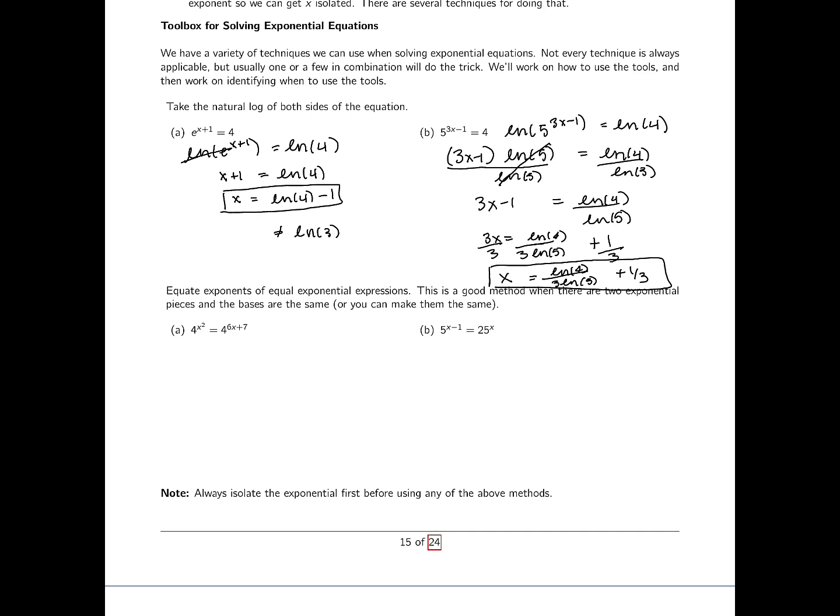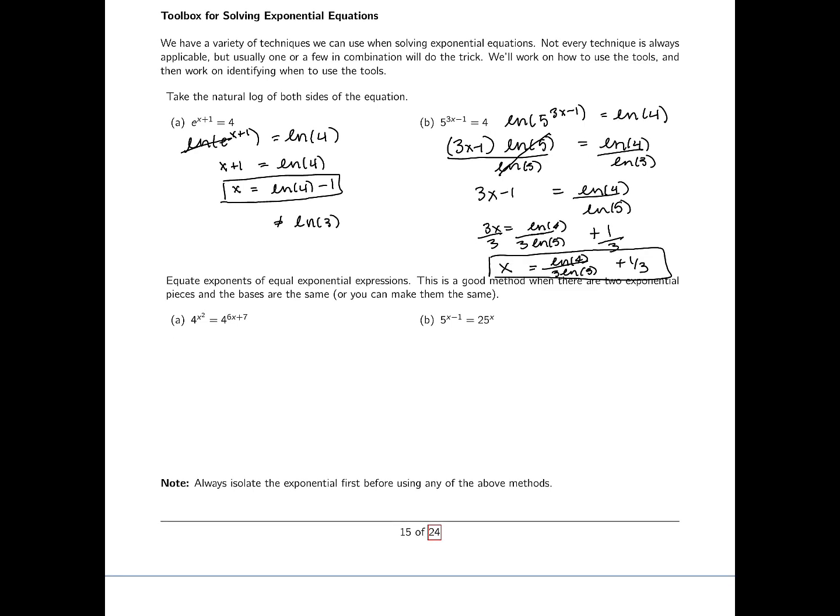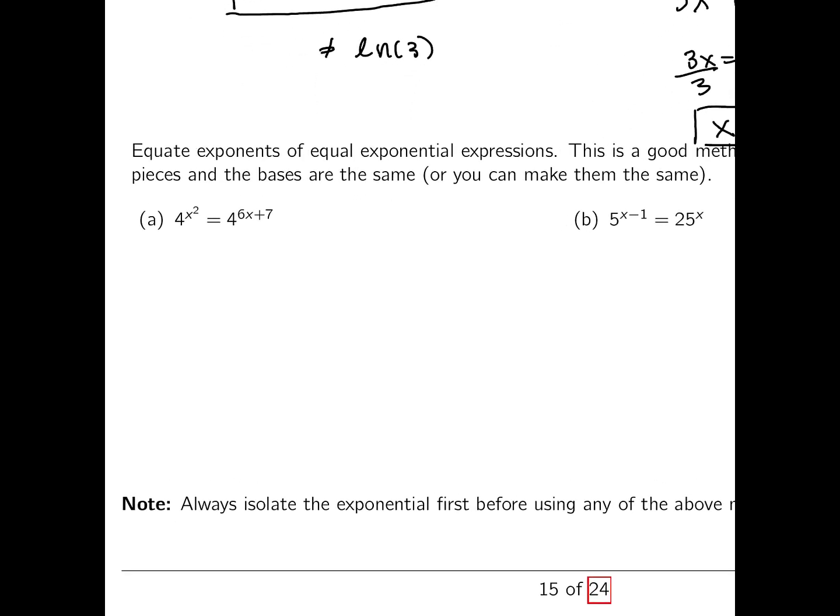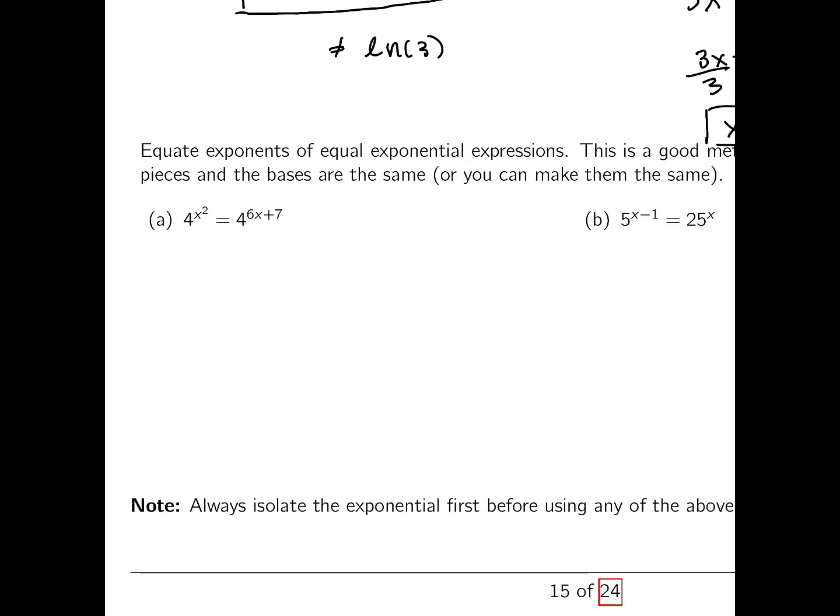So this technique of taking the natural log of both sides of the equation is a really great technique whenever we have an exponential equal to a number. So there's just one exponential piece in my equation. This technique actually can work in other cases, but there's usually a better technique to use. But in order to introduce that, let me try this problem with the same technique.